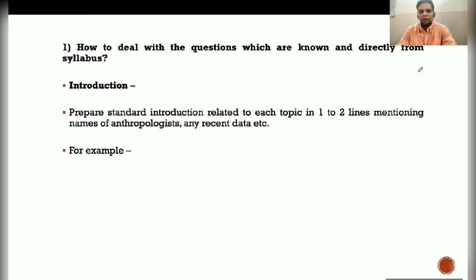So let's take a look at this. How would you approach questions that are already known, and are directly from your syllabus? First thing, how do you go about introducing this?